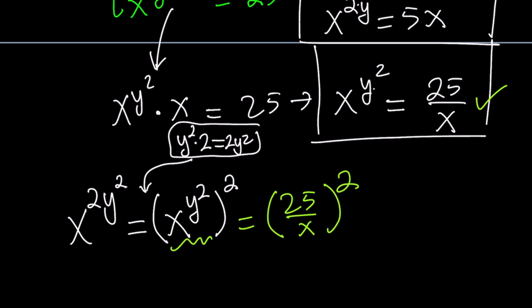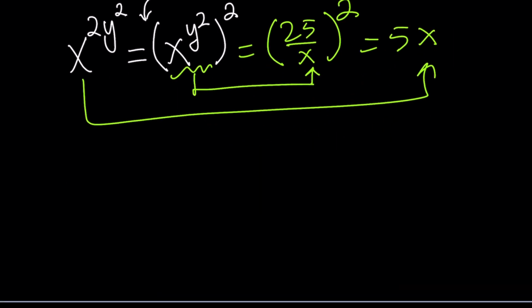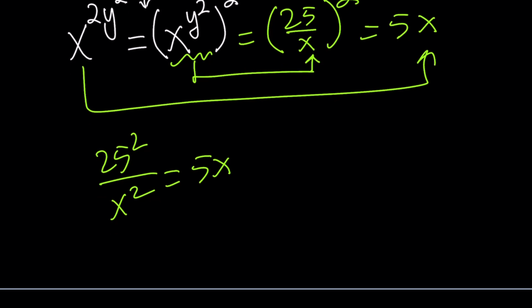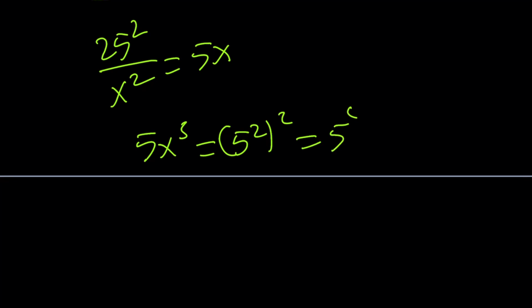Awesome. Yeah, but where do I go from here, right? I mean, this is x to the power 2y squared, but x to the power 2y squared is also equal to 5x. Make sense? So this is 5x, and this is 25 squared over x squared. That's why they're equal, because they are equal to the same thing. Great. Let's go ahead and simplify this a little bit. 25 squared divided by x squared equals 5x. Multiply both sides by x squared, you get 5x cubed equals 25 squared. By the way, 25 squared can be written as 5 squared squared, which is 5 to the 4th power.